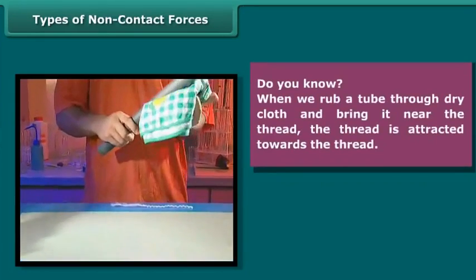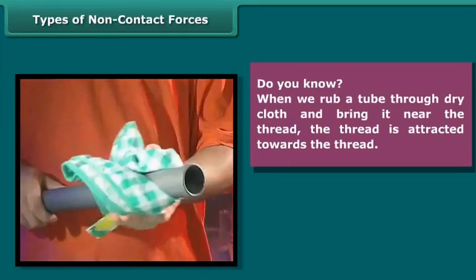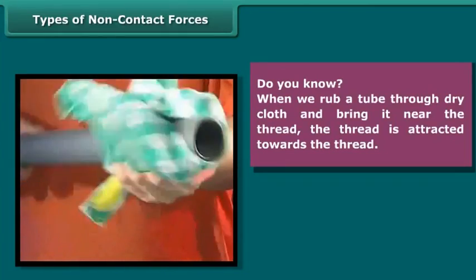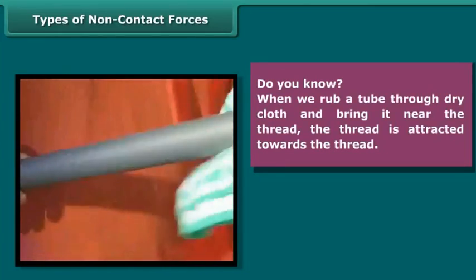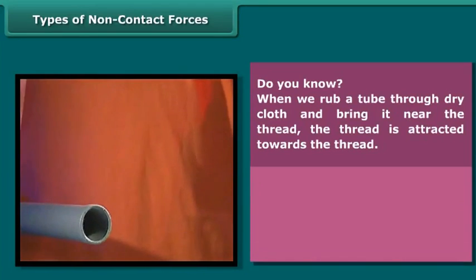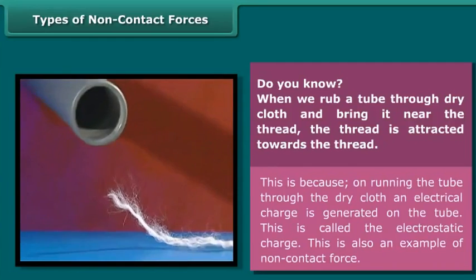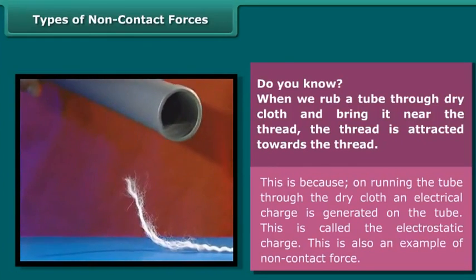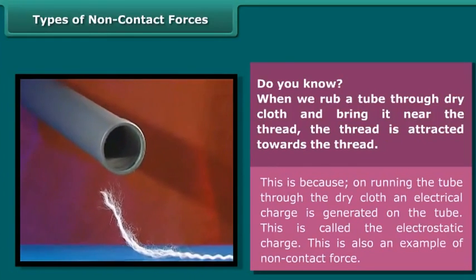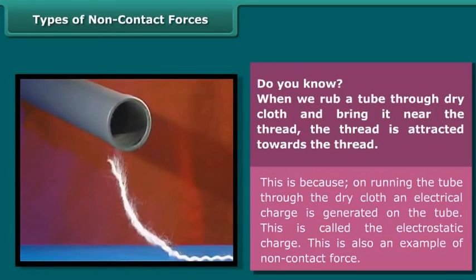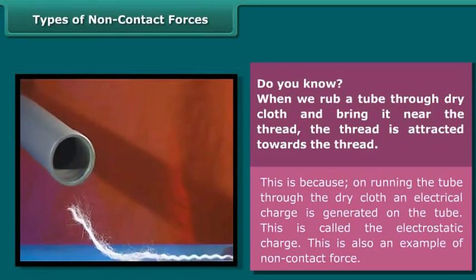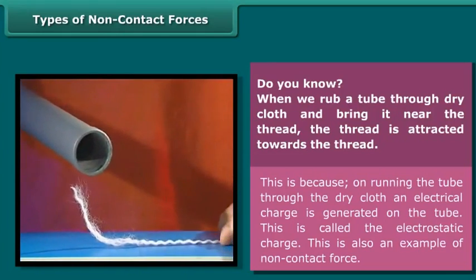Do you know, when we rub a tube with a dry cloth and bring it near a thread, the thread is attracted towards the tube? This is because on rubbing the tube with the dry cloth, an electrical charge is generated on the tube. This is called the electrostatic charge. This is also an example of non-contact force.